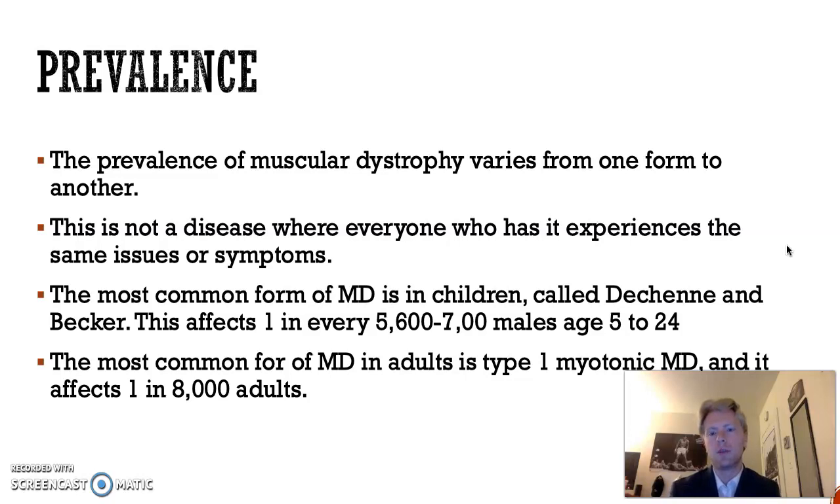So then this is just talking about the prevalence of the disease. Muscular dystrophy varies for every different form in how likely it is. And this isn't a disease where everyone who has it has the exact same symptoms, because they all affect different things. The most common form, as I said, is Duchenne and Becker, and that's most common in children, and it affects 1 in every 5 to 6,000 males aged 5 to 24. The most common for adults is type 1 myotonic muscular dystrophy, and that affects 1 in 8,000 adults.